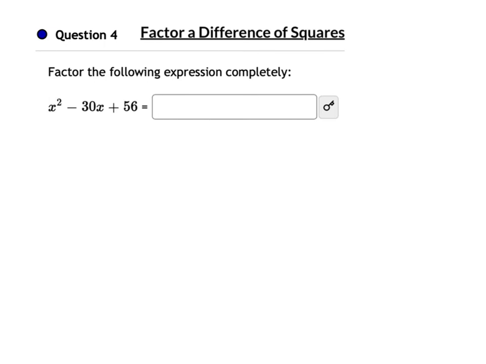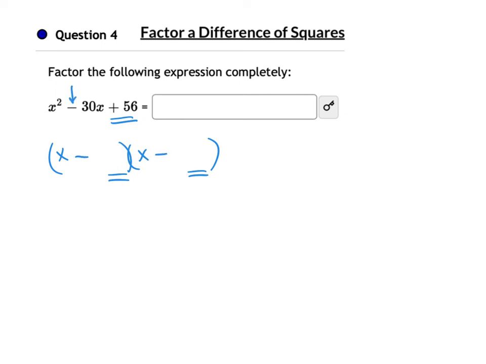Question 4. Another standard form review. X times x is x squared. This number times this number makes positive 56. The signs are either 2 negatives or 2 positives. The middle is a minus. It's got to be the 2 negatives then.